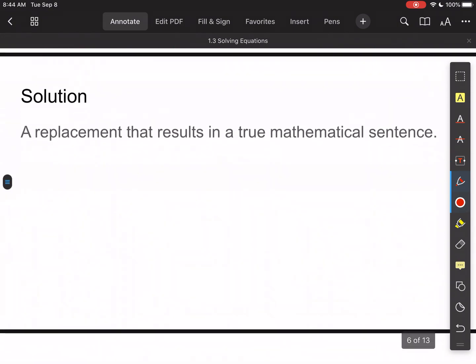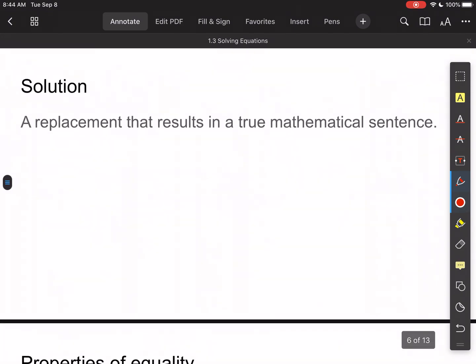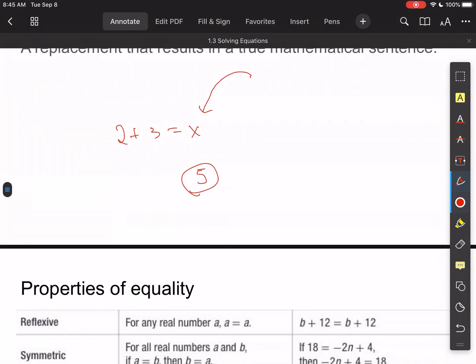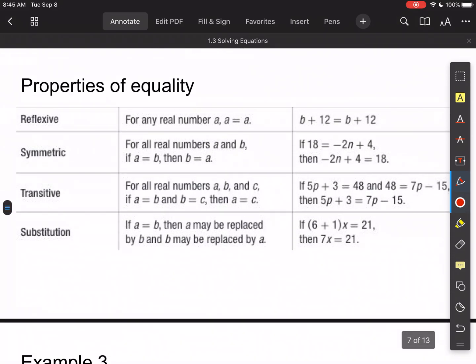Okay, so a solution in these things, a solution is a replacement that results in a true mathematical sentence. Okay, so if I said 2 plus 3 is equal to x, okay, if I replace this x with 5, then the statement is true. So that's 5 would be a solution, right? So that's a solution. I know this is very basic, so I'm going to kind of just keep cruising through.